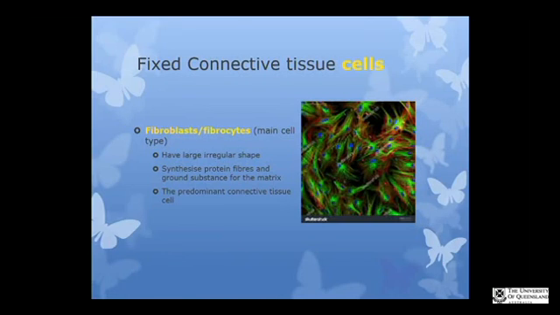Now, blast means to form. So if you get a fibroblast, what's it doing? What kind of cell is it? Look at what's on the front. What's it going to do? A fibroblast.